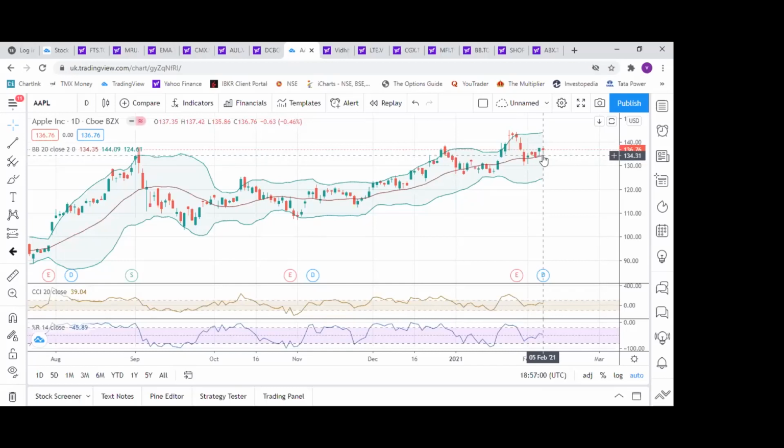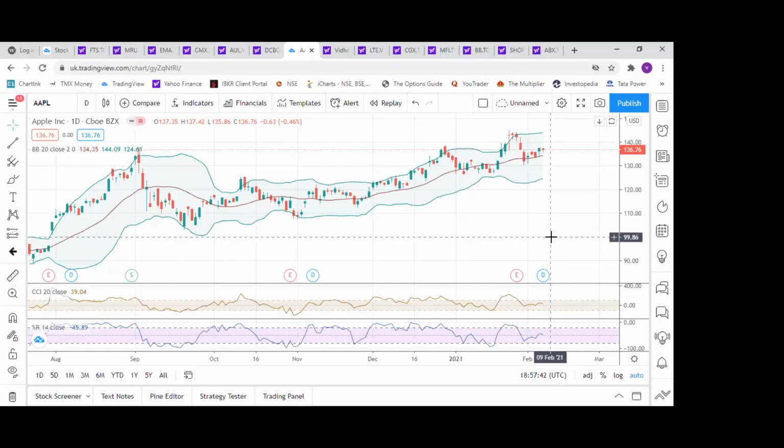The mid Bollinger is at about 134 right now. What is CCI? The last candle CCI is at plus 39, and these are at minus 45. Now look at this portion of the candle. They are curving down, specifically Williams R and CCI, the last two candles over here. So there is a high probability it may correct.